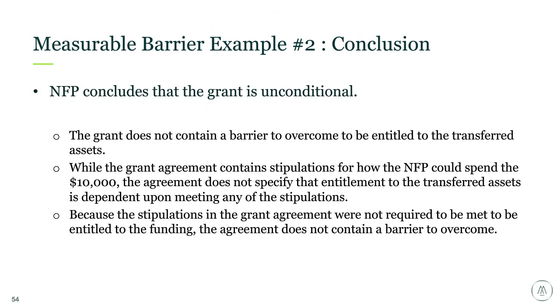Even though there are some stipulations about how those funds should be used, for example, with the program manager that will be hired, the nonprofit really does have some discretion over how those funds are used. Therefore, although there is a right of return, there is not a barrier there. So those two criteria are not met in this example. The budget that's included in there is really considered guidelines rather than specific stipulations.